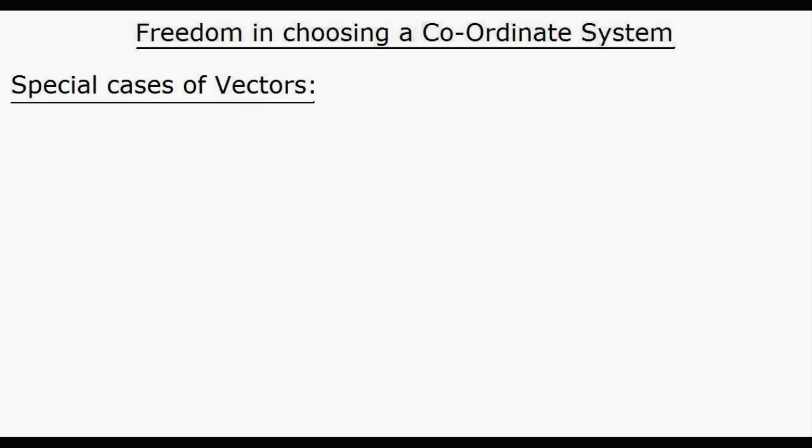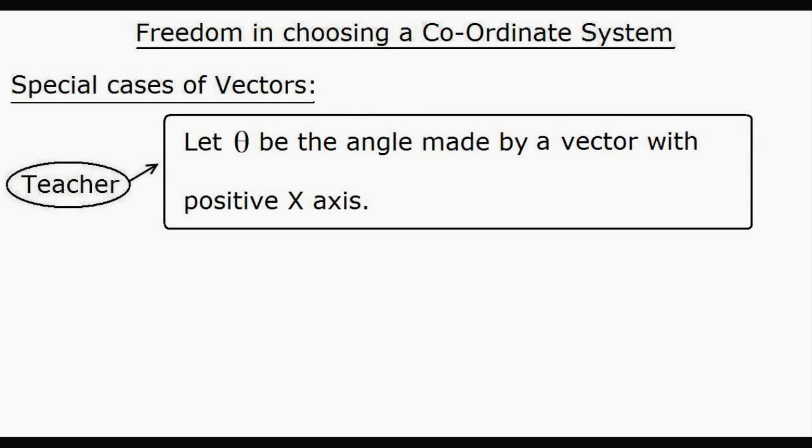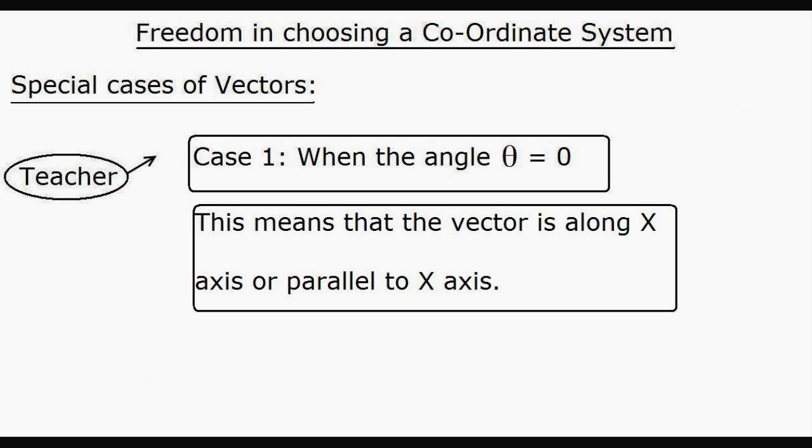We will now discuss two special cases of vectors. Let us see how the components of a vector will change in these special cases. Let theta be the angle made by a vector with the positive x-axis. Case 1. When the angle theta equals 0. This means that the vector is along the x-axis, or parallel to the x-axis.